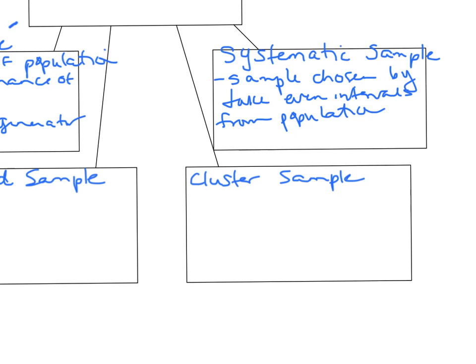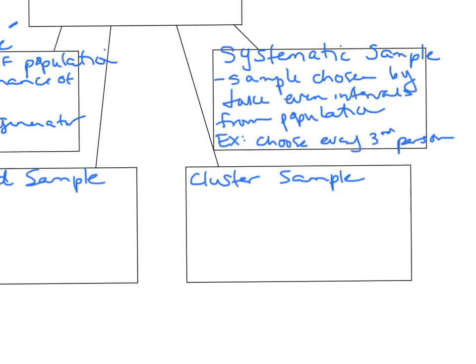Oh, my handwriting's getting bad. I'm sorry. Let me slow down. All right. So, for example, I choose every third person. So the key word in here is, you see it's a common interval. Every other person, every 6th person, every 10th person, whatever it is. That's what makes it systematic. Okay, so they're chosen at even intervals.